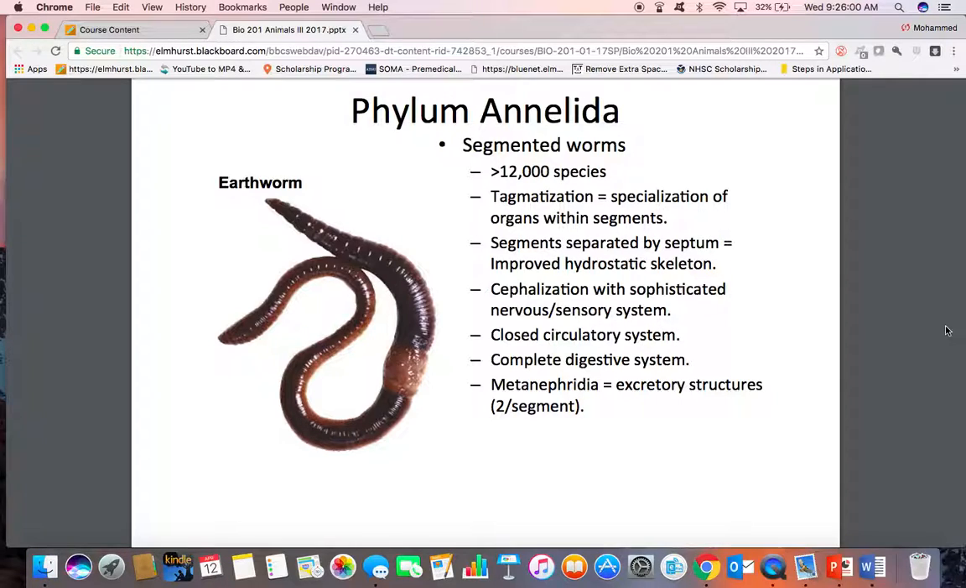In more advanced ones, we see those kinds of structures grouped together so that a few segments become the gonadal segments, and a few segments become the nephrostome segments, the ones that are actually going to be doing nitrogenous waste processing. So that's called tagmatization.